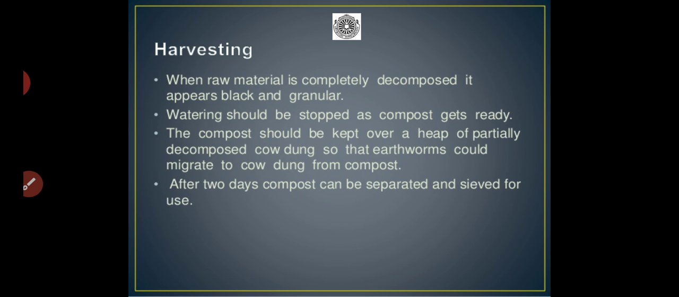Now coming to harvesting. When the raw material is completely decomposed, it appears black and granular, which is an indication that the raw material is completely decomposed or degraded into vermicompost. Watering should be stopped as the compost gets ready, otherwise there will be still more activity of the earthworms and we cannot get a dry vermicompost, so watering should be stopped once you get the black color and granular nature of the vermicompost.